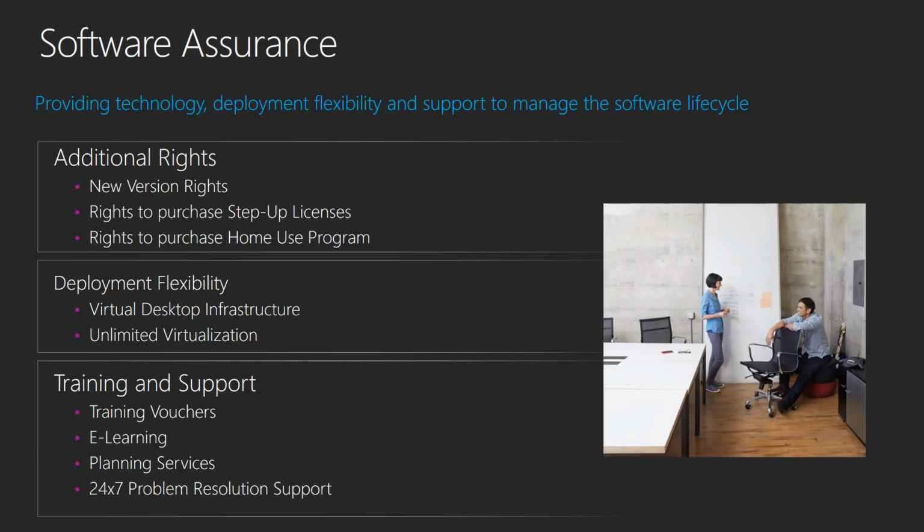First, on this slide, software assurance provides extra rights, and top of my list here is new version rights. And this is probably what SA is best known for. This simply means that when a new version of a product is released, customers who have SA on licenses for that product will be able to use the new version. SA provides rights to purchase other things as well, for example step-up licenses and the home use program. It can also provide deployment flexibility with benefits around virtualization and various training and support benefits. So I think you'll agree that the tagline at the top there in blue is a good summary of what software assurance actually is.